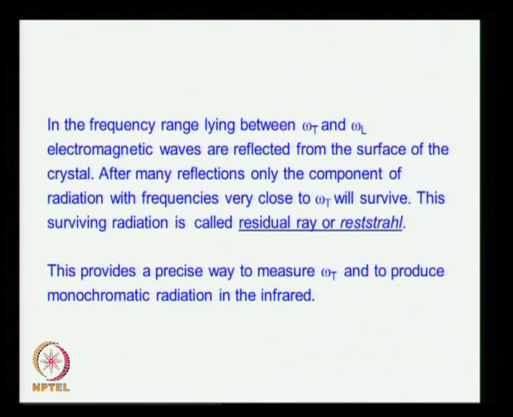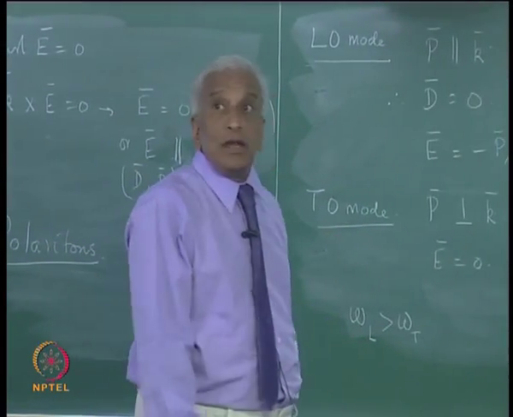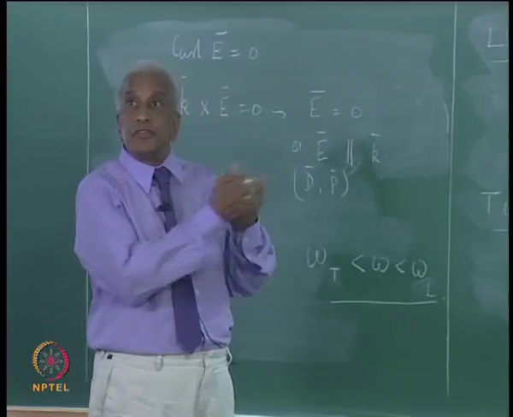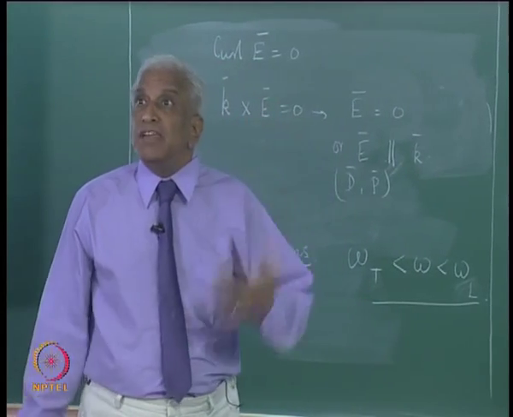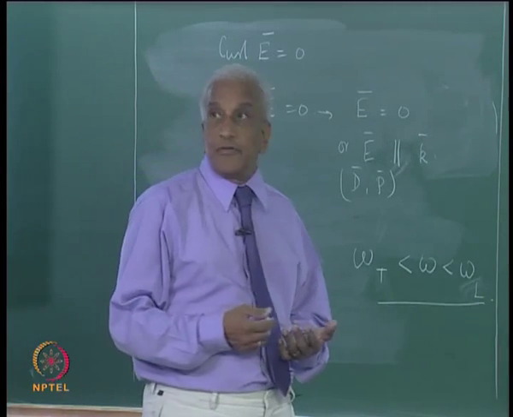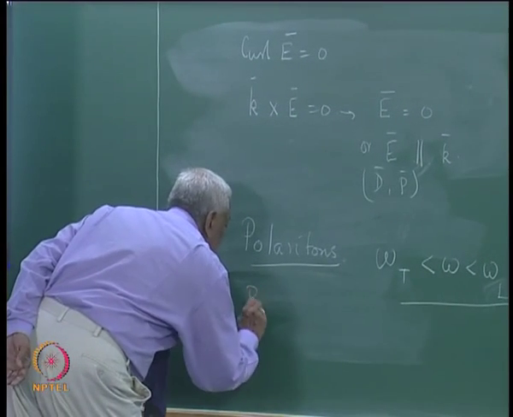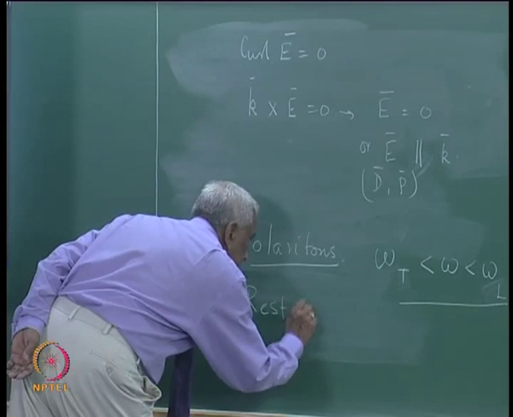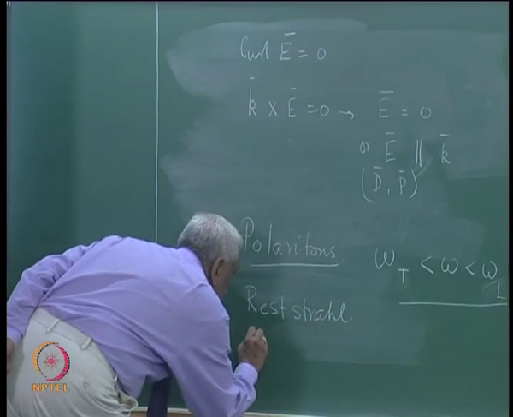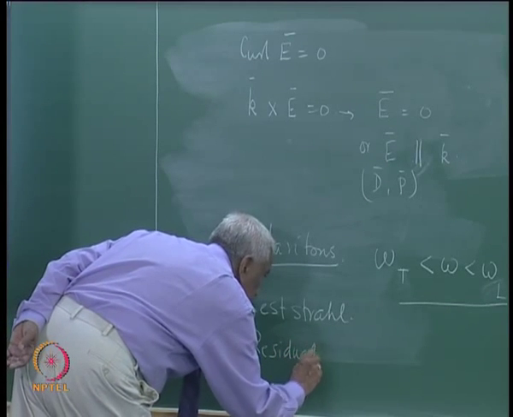So, in the region between omega, in this frequency range, you have highly reflective behavior and the EM waves are reflected from the surface of the crystal. So, after many reflections, only the component of radiation with frequencies very close to omega T will survive. So, you can have a surviving radiation which is known as reststrahlen, a German term which means residual rays.